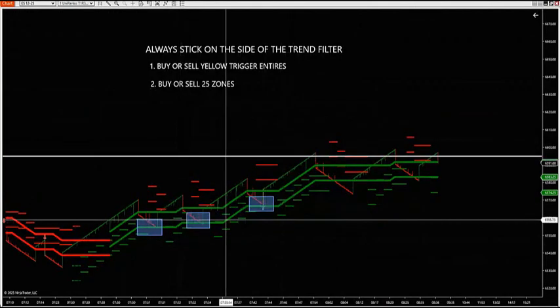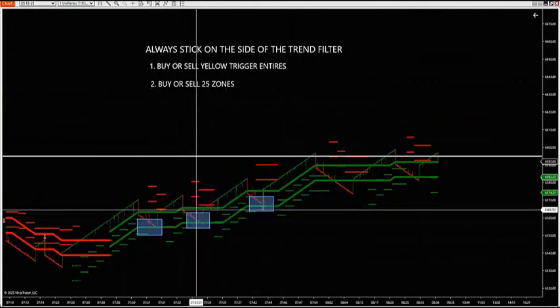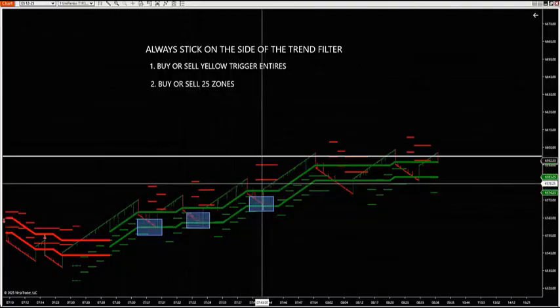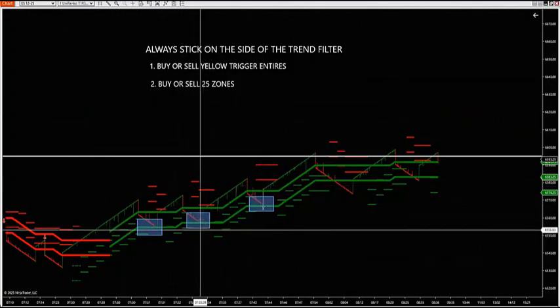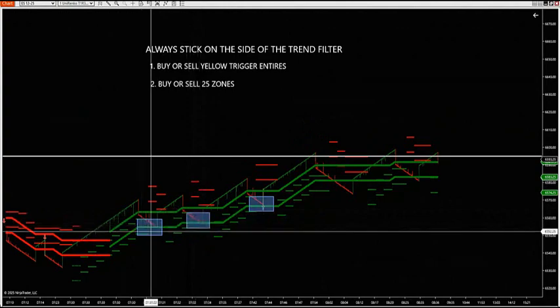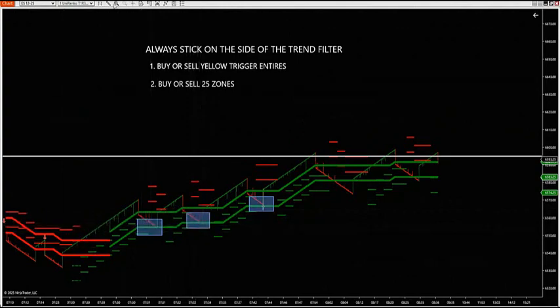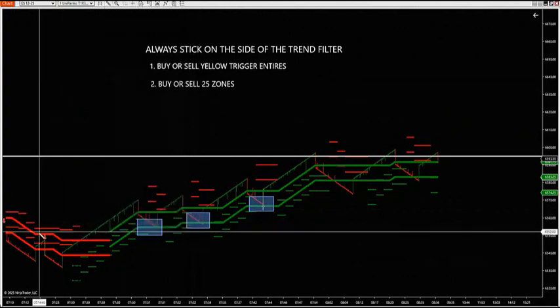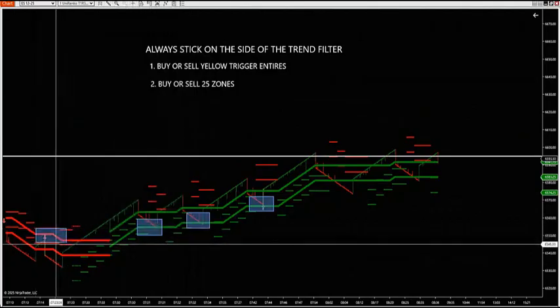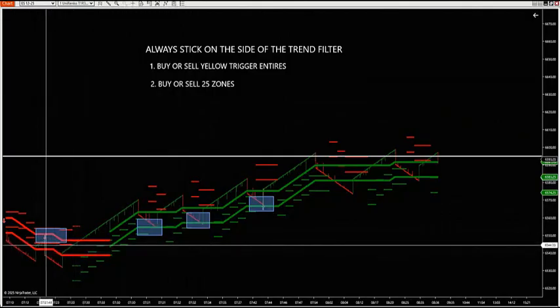If we're green, you buy pullbacks into our 25 buy and sell zones. You see these red lines, these are proprietary levels that we built. This is our 25 buy and sell zones. The market loves to pull back and reverse inside these zones. If it's red over here, it likes to pull back and reverse inside these zones. Now, if it reverses inside the zones and consequently reverses inside of our trend filter, you have confluence. It happened at 7:21 this morning.